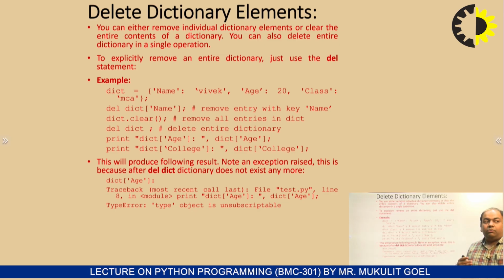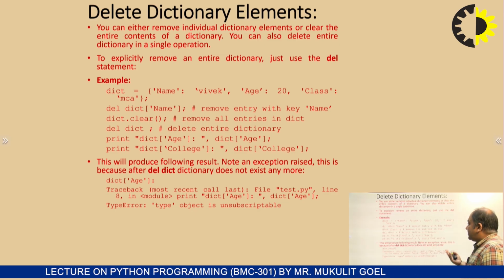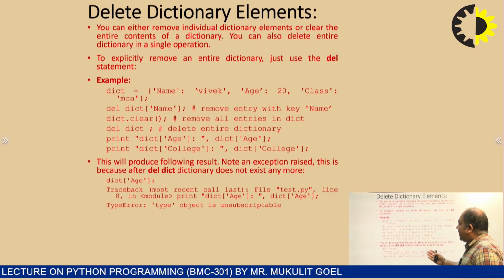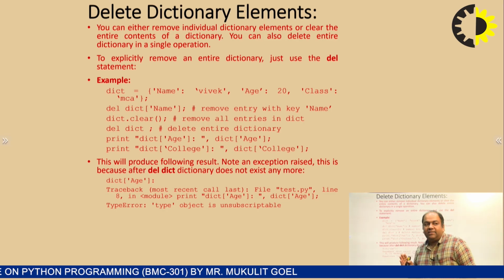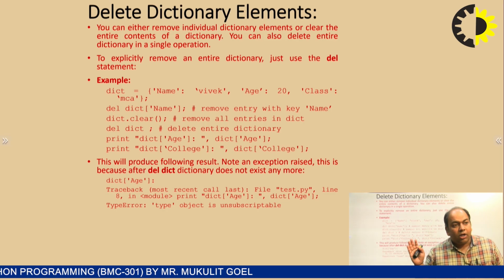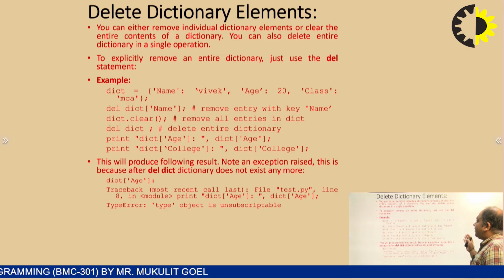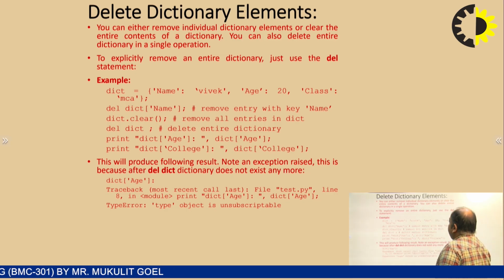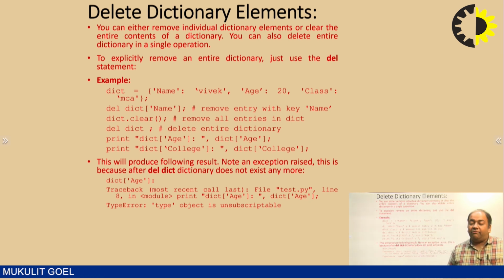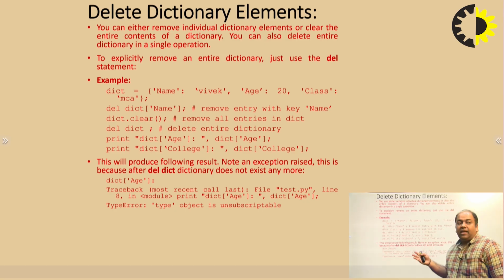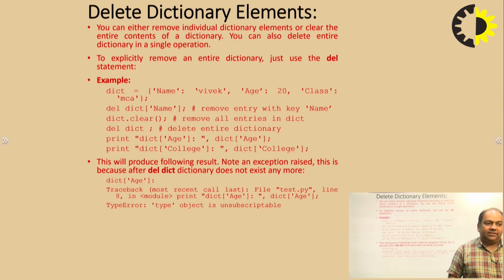And if we want to delete the whole dictionary, then we write del DICT. So it will delete not only the elements, it will delete the entire dictionary. So if I want to print the dictionary, then it will show an error that this dictionary does not exist.